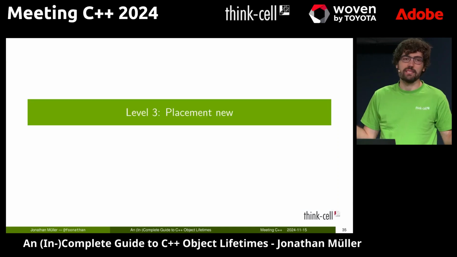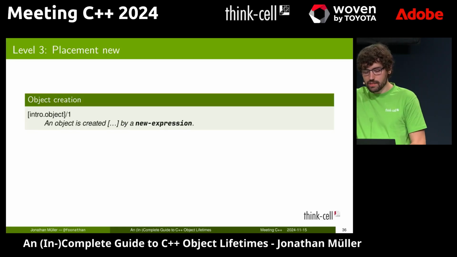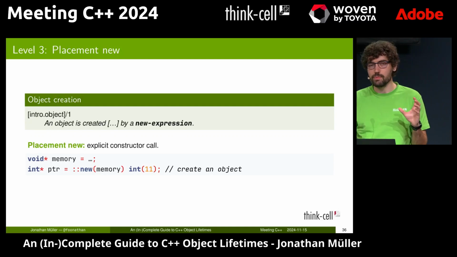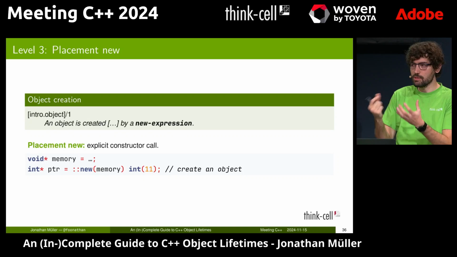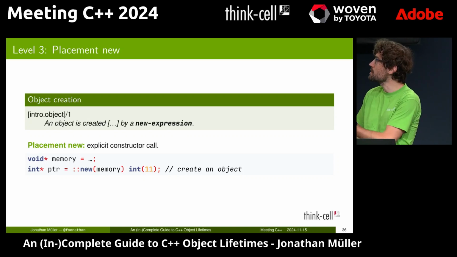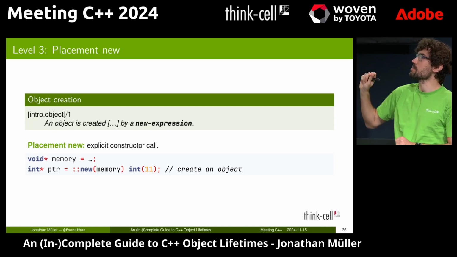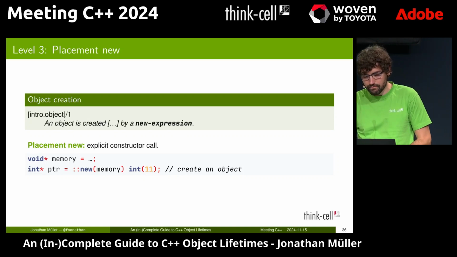Now let's start really messing with things and look at placement new. Back to this quote. An object is created by new expression. There's a special kind of new expression, placement new. Placement new takes some address, some storage, and explicitly creates an object in there by an explicit constructor call. So here we're having some pointer to some storage, and we are placement newing an int in there, and explicitly calling and creating an int in there.